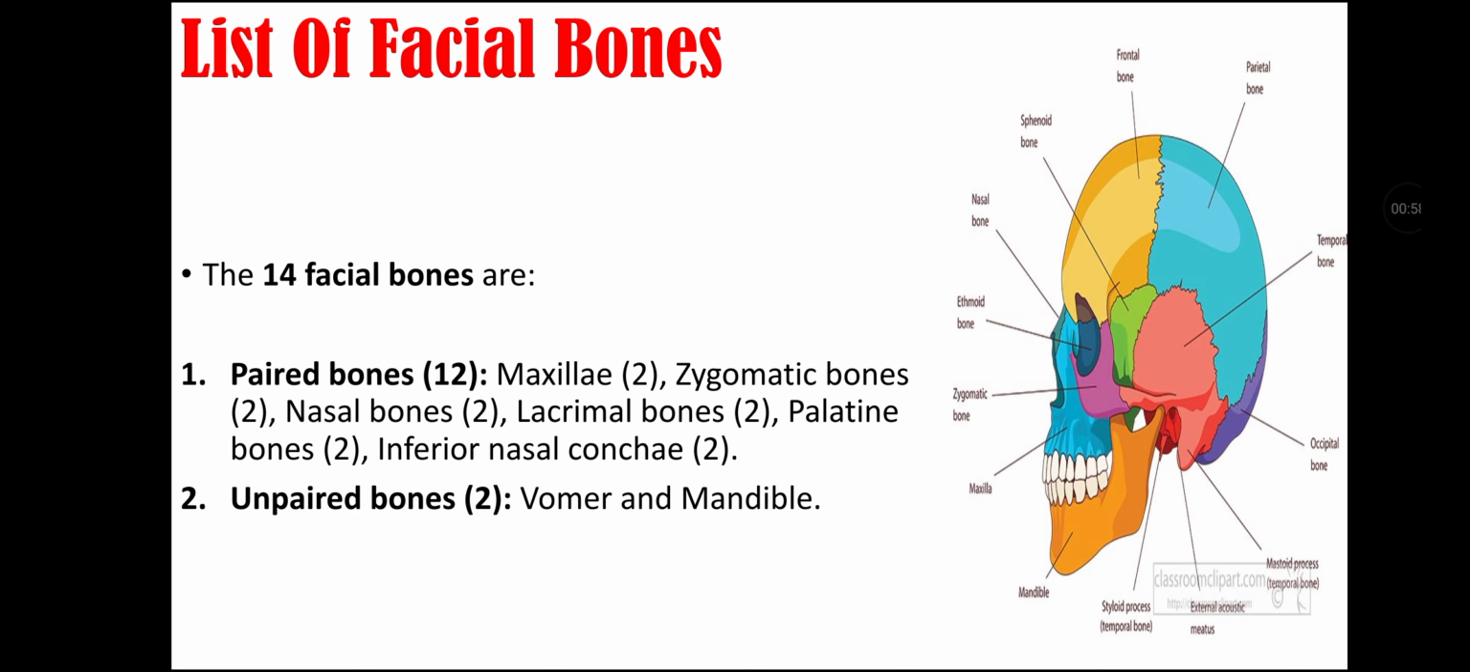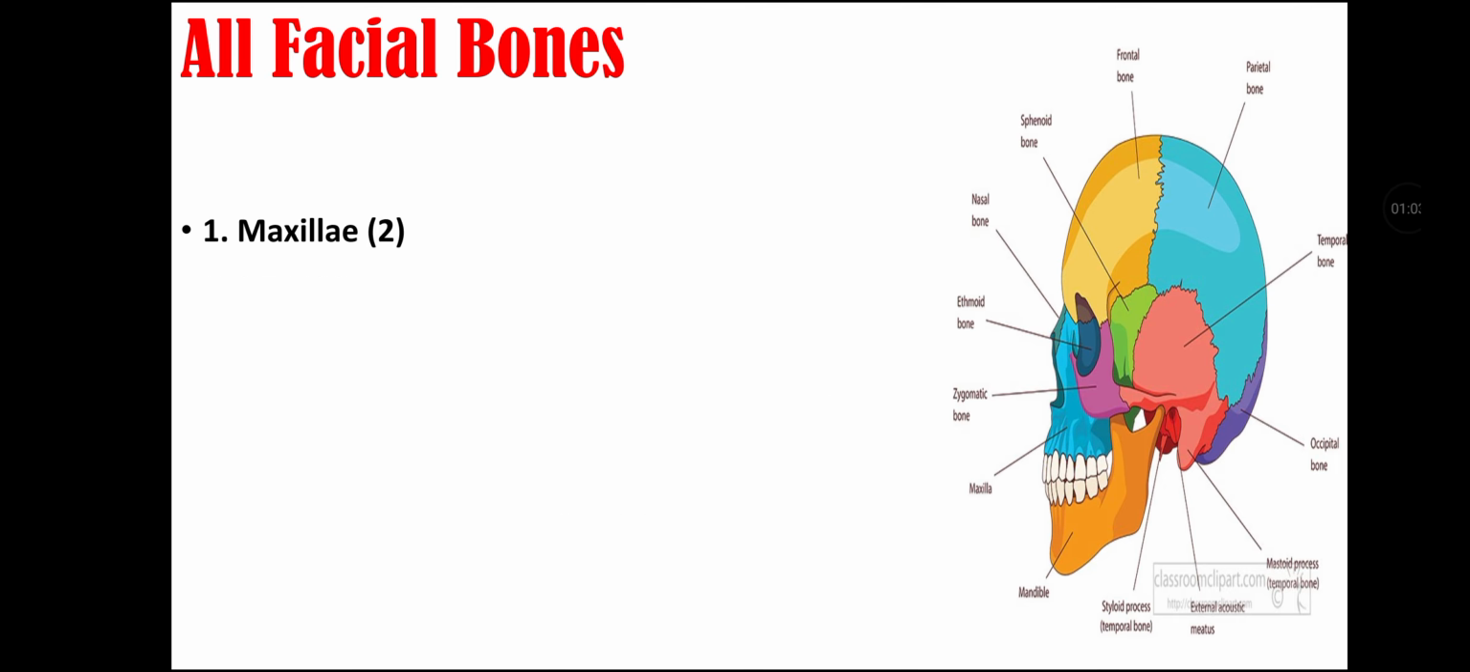Now let's talk about these bones in a bit more detail. So the first facial bone we have is the maxilla. As you can see in the diagram, the blue color bone holding up the upper teeth is the maxilla. It is a paired bone, that means there are two maxillae in every skull. They form the upper jaw and central part of the face.